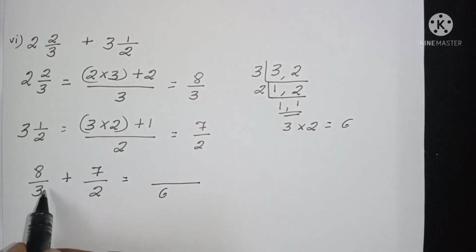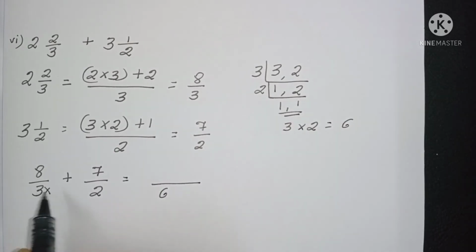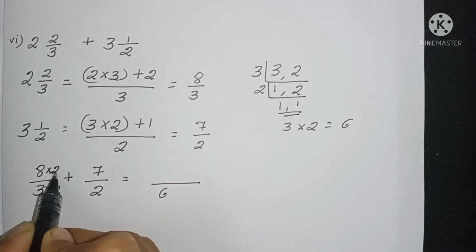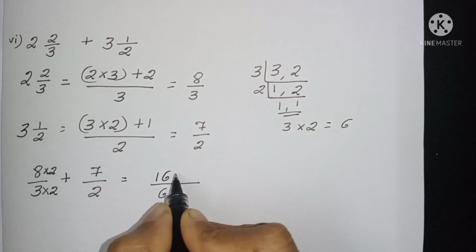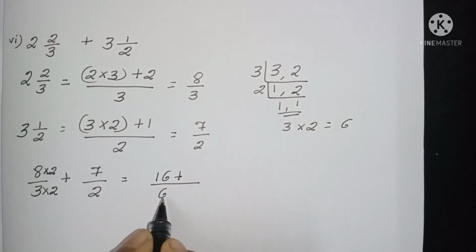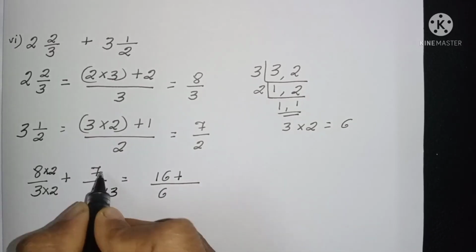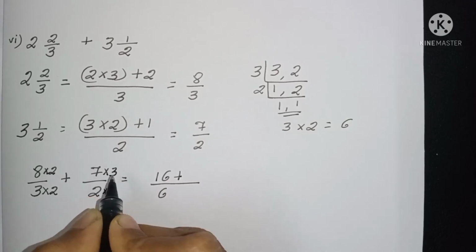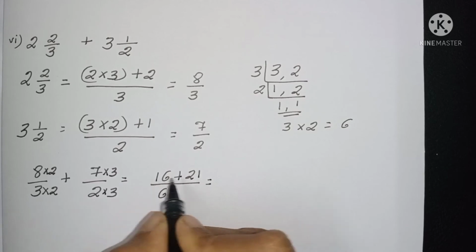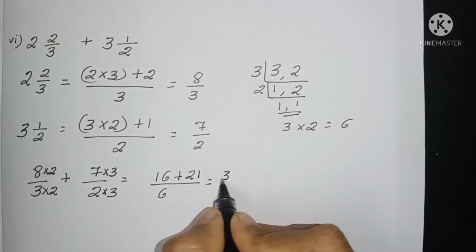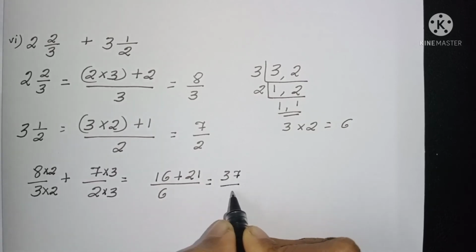Now we will see 3, how much is 6? 3 2s are 6. Numerator we have to multiply it by 2. 8 2s are 16 plus 2. How much is 6? 2 3s are 6, into 3. 7 3s are 21. 16 plus 21, it will give you 37 by 6.